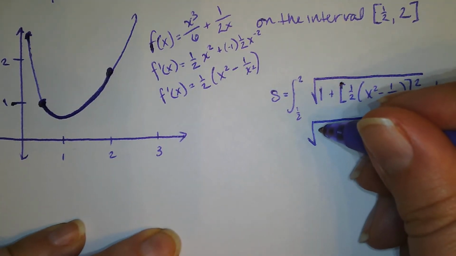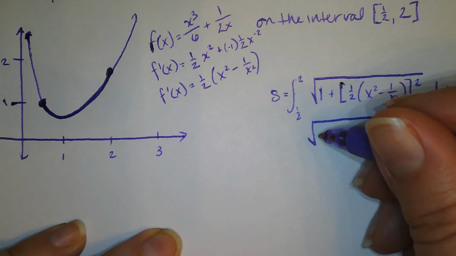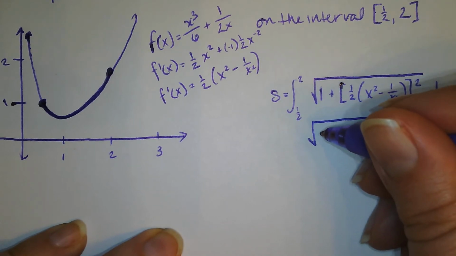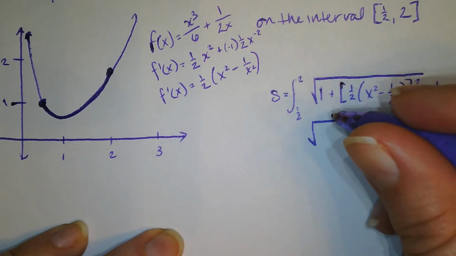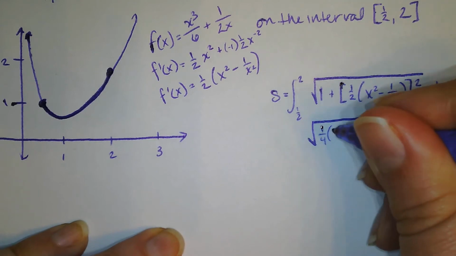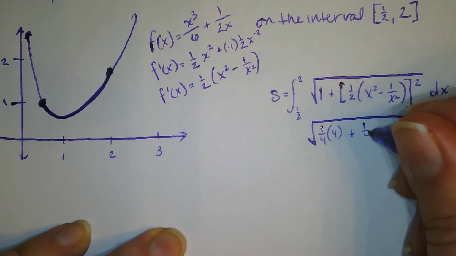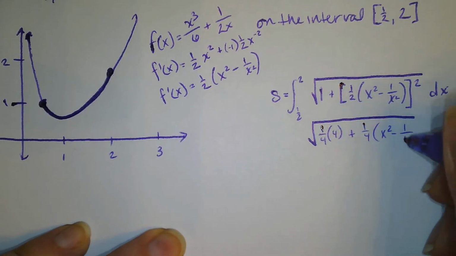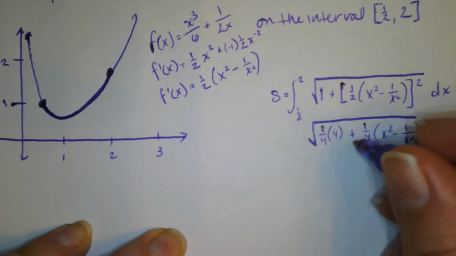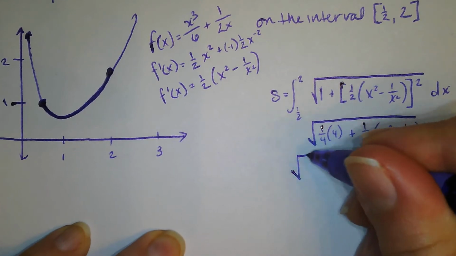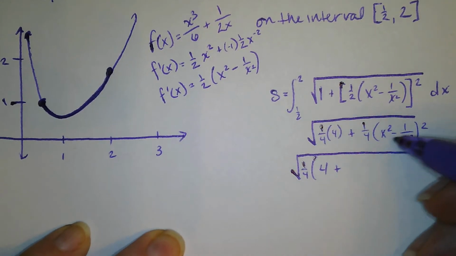I'm thinking of this as 1/4 times 4 plus, that's what I'm doing with the 1, 1/4, and then x squared minus 1 over x squared, squared. And I'm going to actually FOIL that out. I'm taking the 1/4 out, so square root of 1/4, and I'm going to have 4 plus, I'm going to square this.